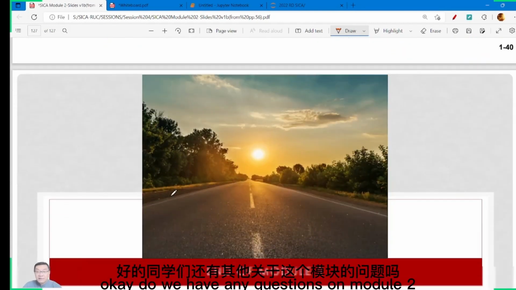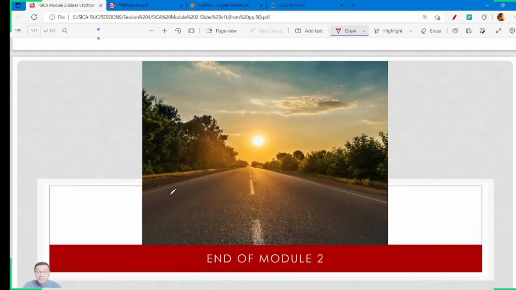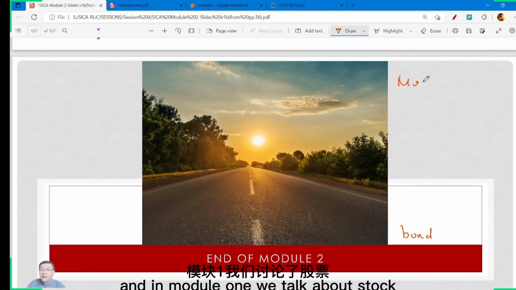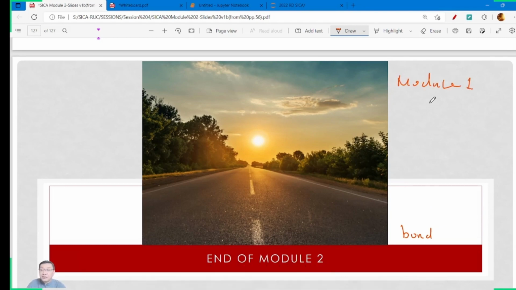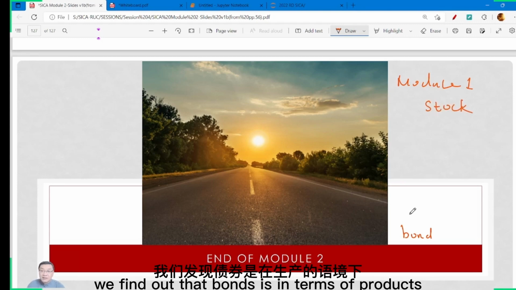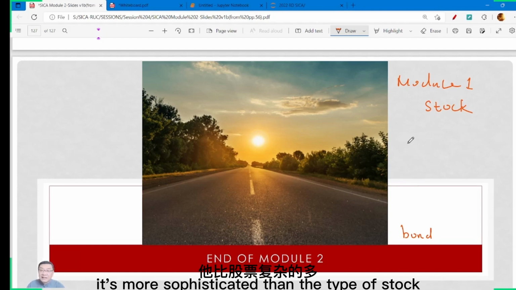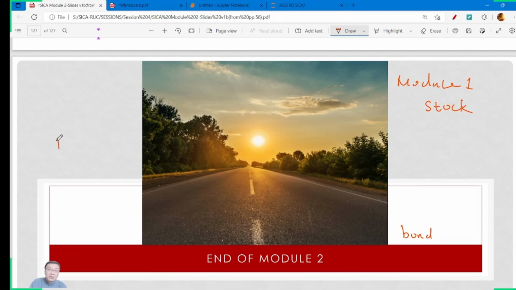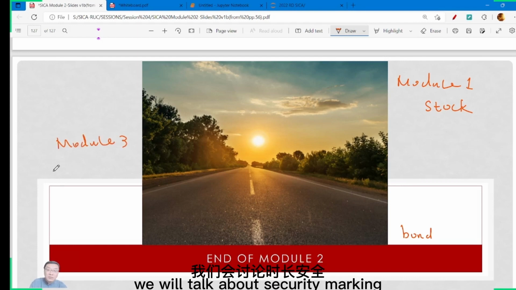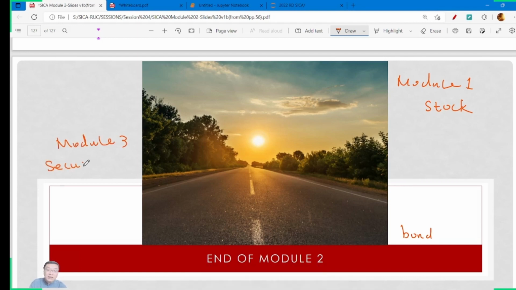Okay, do we have any questions on Module 2? In Module 2, we talk about bonds. And in Module 1, we talked about stock. And we find that bonds, in terms of products, are more sophisticated than stock. In Module 3, we will talk about the security market. Module 3 is not complicated at all, but more interesting.